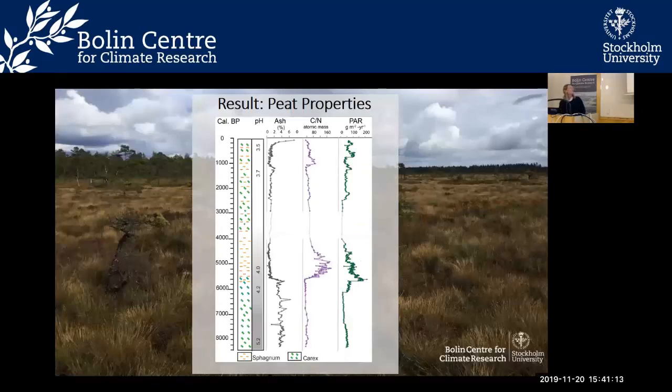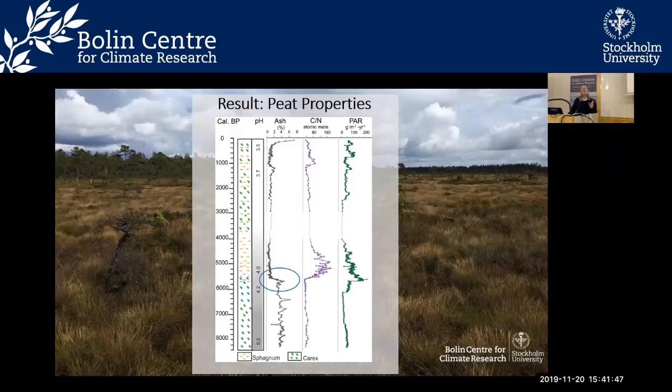So these are some of the results from the peat property analysis, and I just want to first say that on the y-axis we have the ages. So we have the present on the top, and we go downwards in time to 8,300 years ago. And I won't go through all the details of the data here, but as I mentioned, when working with paleo dust deposition, it's important to know that the system is ombrotrophic, i.e. that we receive the minerals from the atmosphere exclusively.